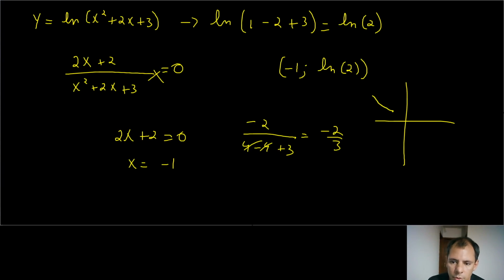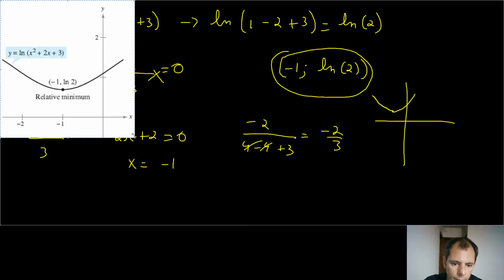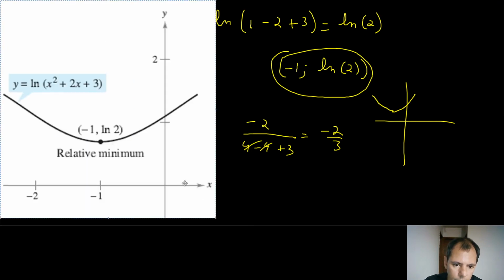Okay, so let's put something else. Let's put a 0, something to the right of -1 in here, to see what the slope is going to be like. 0 is going to be 2 divided by 3, which is positive, so it'll do this. So we know that this point here is a local minimum. And as a matter of fact, it's a global minimum. Okay, and there you go. -1, ln of 2, that's it.